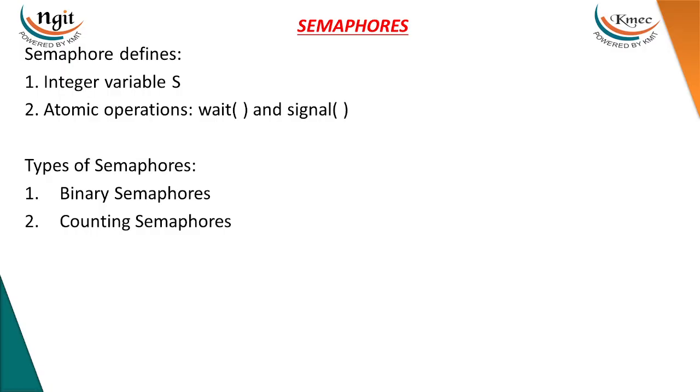The semaphore provides a solution to the critical section problem. Here the semaphore defines two things. First, an integer variable s, which is the number of shared resources. Next, it defines two functions or two operations, that is the wait operation and the signal operation.